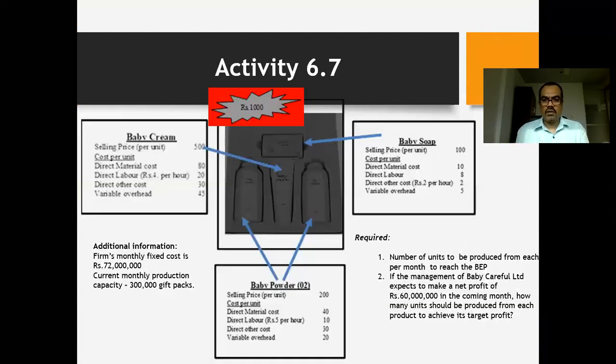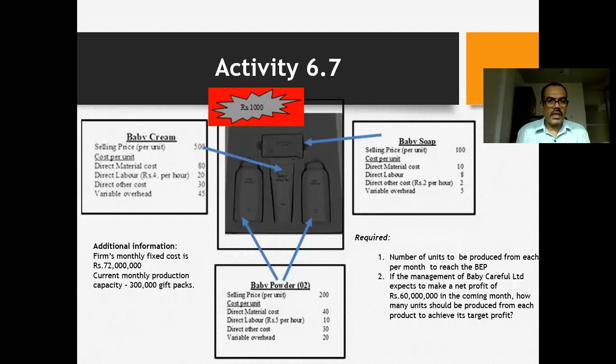This is activity number 6.7. Okay, read this question. So this has been taken from your manual, activity 6.7. It is a typical case of a product mix maintained in a product bundling situation: baby cream, baby soap, and baby powder. 1 bottle of baby cream, 1 baby soap, and 2 baby powder. The cost structure is also given. Selling price and the variable cost is given, direct material cost. But the first picture is a little bit blurred, but you can refer to your manual.